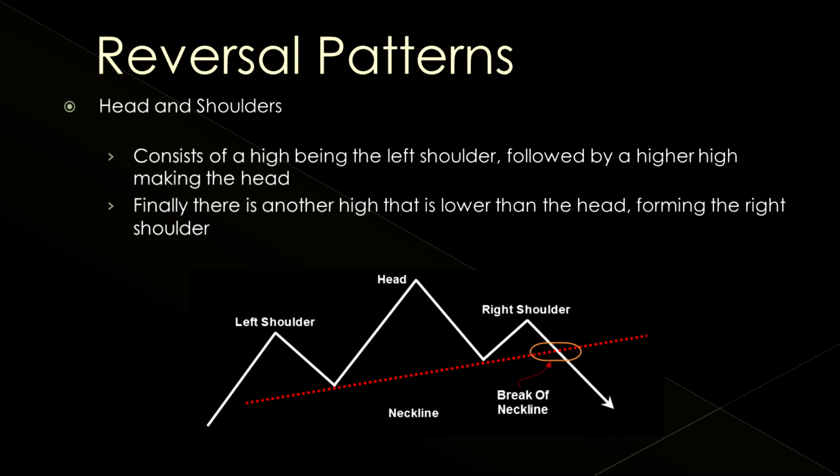So here we have an example of a head and shoulders pattern on an image. This consists of a high being the left shoulder, followed by a higher high making the head. Finally, there's another high that is lower than the head, forming the right shoulder. And eventually, it breaks through a neckline. You'll see a line can be drawn at the lower lows, or the lower highs in this instance, and eventually breaks through to the downside.